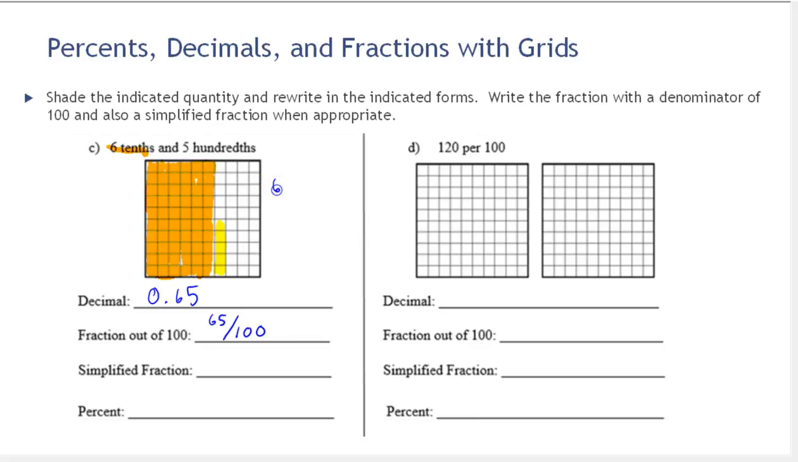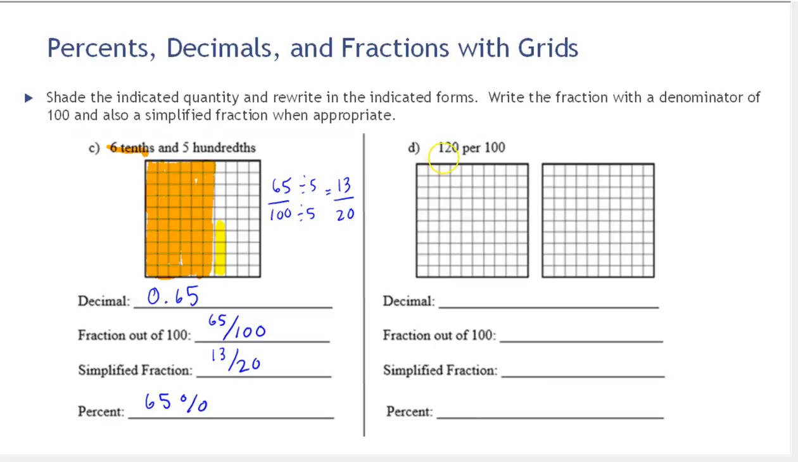As a simplified fraction, notice the numerator and denominator are both divisible by 5 because they end in 5 or 0. So 65 divided by 5 is 13, and 100 divided by 5 is 20. So as a simplified fraction, 13 over 20, or 13/20ths of the grid is shaded. And to write the percent, it's easiest to look at the fraction out of 100, 65 over 100, or 65 per 100, or 65%.